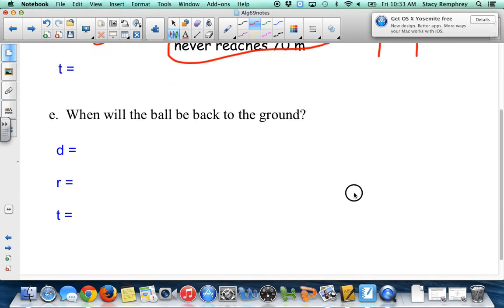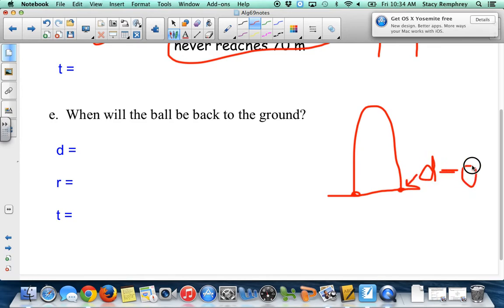When will the ball be back to the ground? Remember, we're not talking about the horizontal distance, we're talking about the vertical distance. So when it reaches the ground, which is the idea of where we let it go, how much higher was it than when it started? Here it was 60 meters, 50 meters, that idea. So when it comes down here, when is it back at the ground? When the distance equals 0.